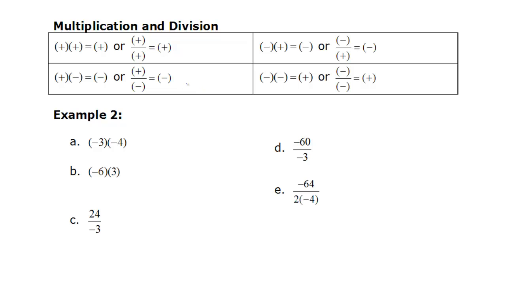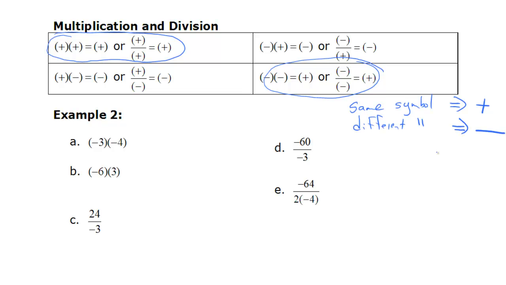For the multiplication and division, if the symbols are the same, plus and plus, the answer is plus. If they're minus and minus, the answer is plus. So same symbol gives positive. Different symbol gives negative. And that's an easy way to remember that. And that's true for multiplication and division.